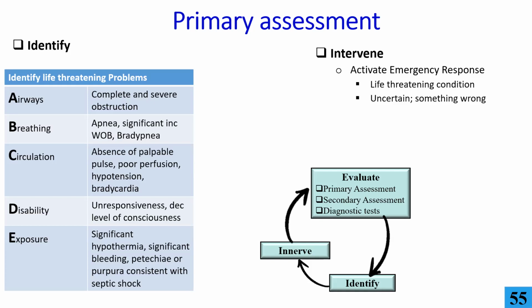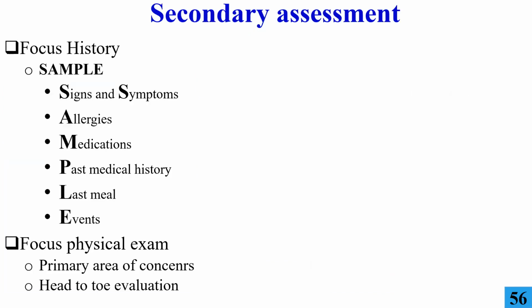Anyhow, okay, so that's our identification, and then you intervene. So you have the evaluation on the left, identification on the right on the table, and then you intervene. And remember to activate the emergency code. And if you don't have a code, you have to call for help. Okay, so you can shout. Life-threatening condition, or I'm uncertain, something is wrong. Okay?